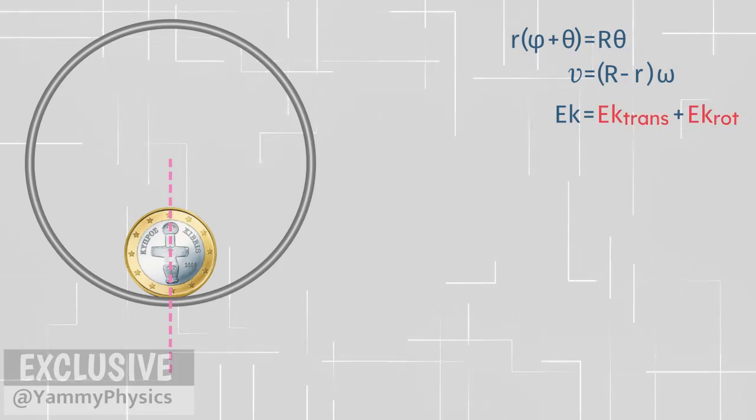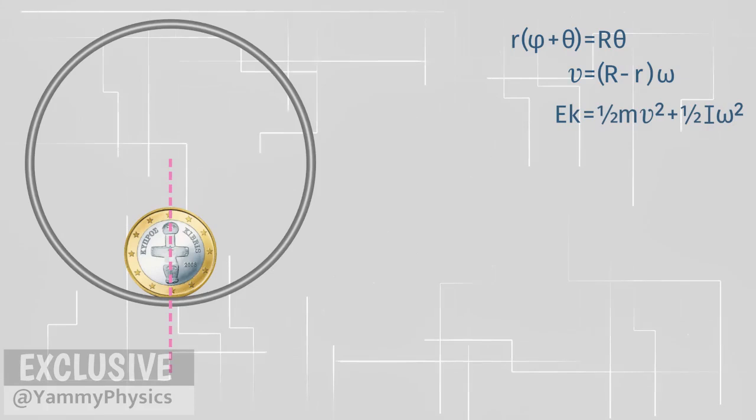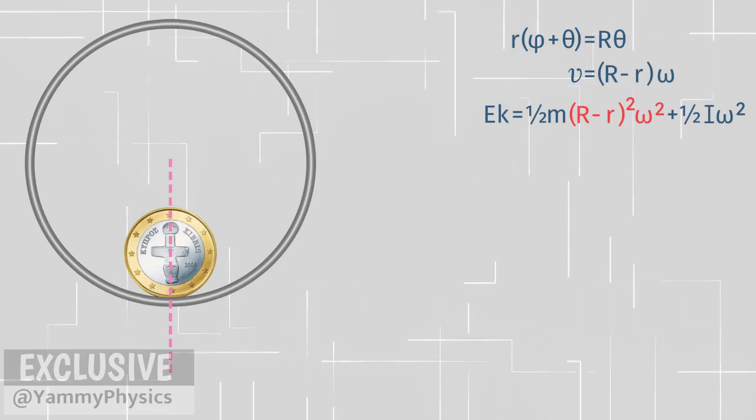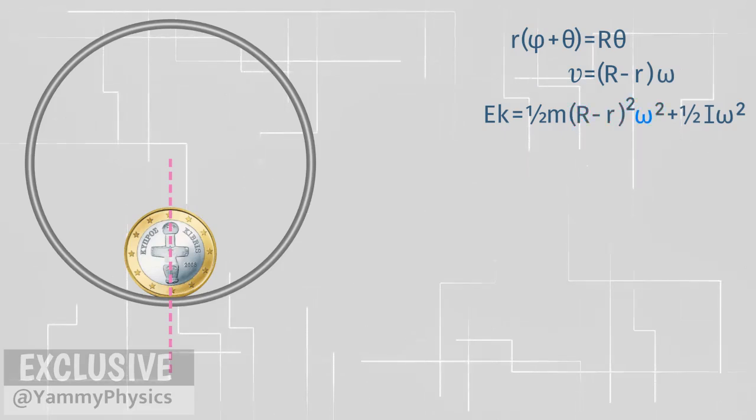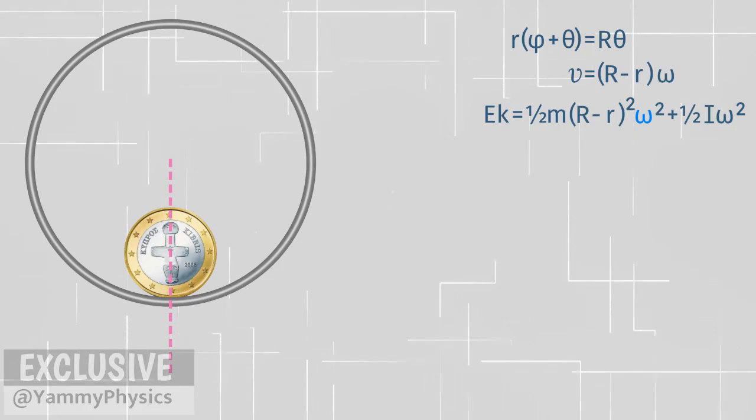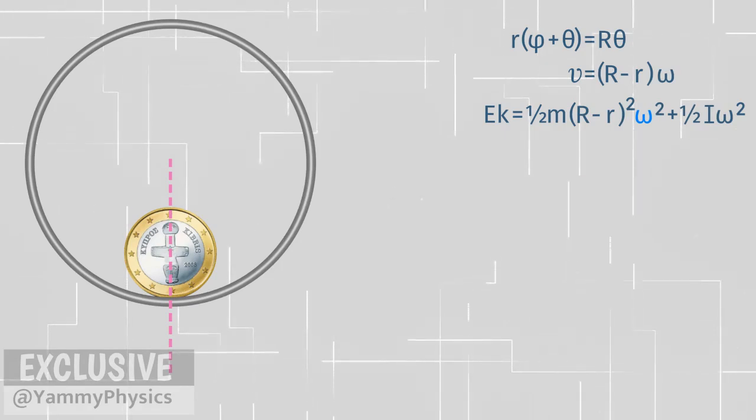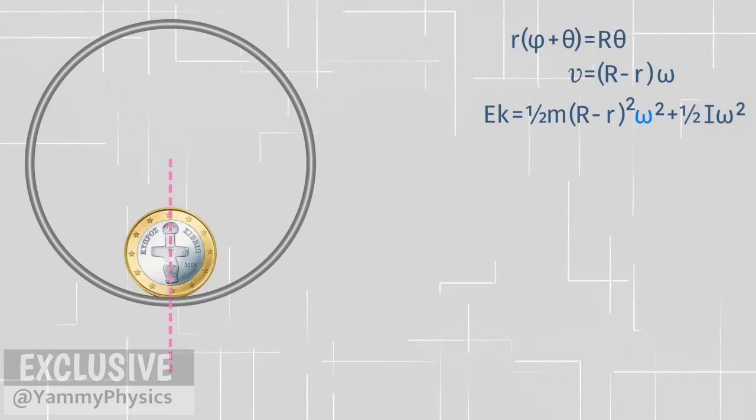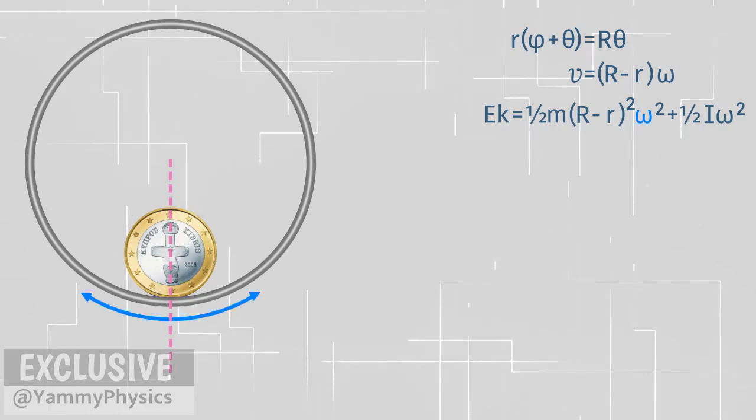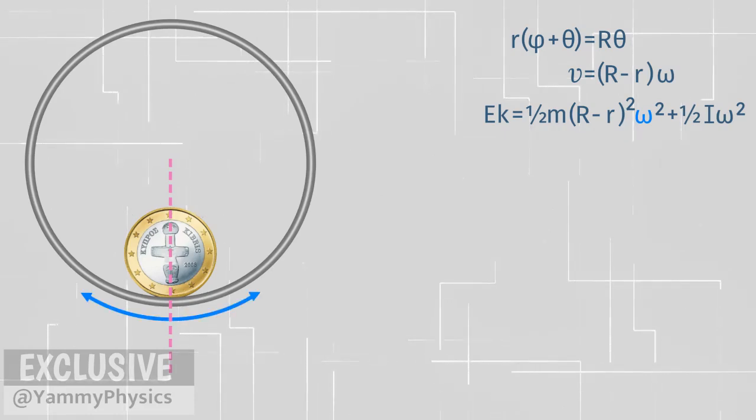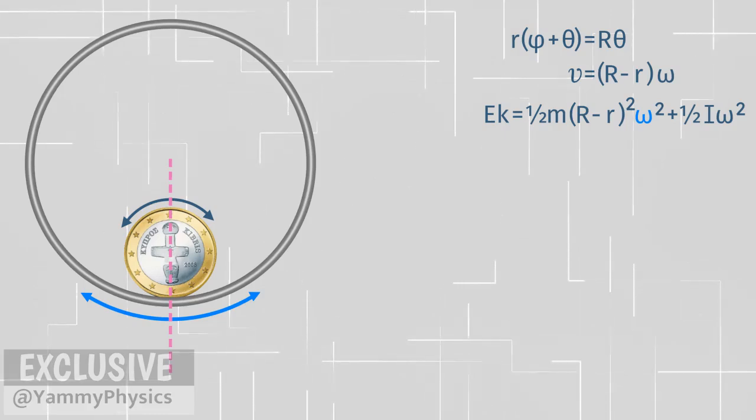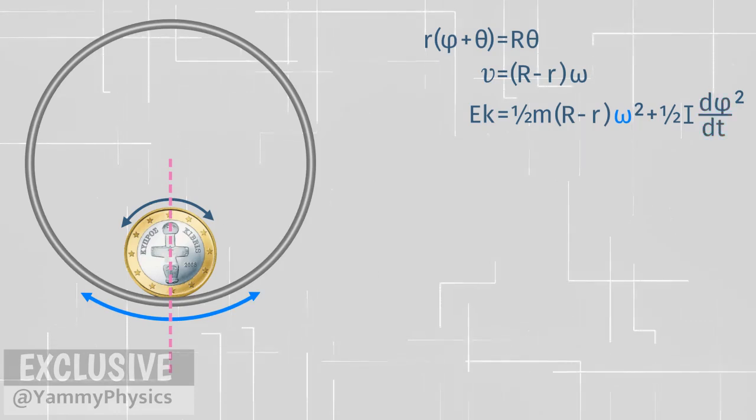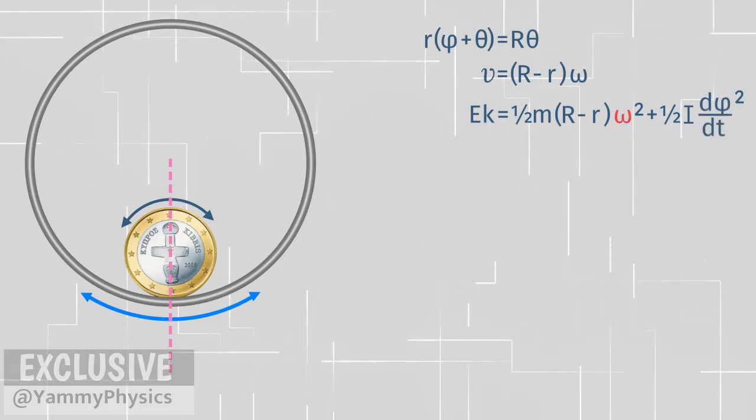Let's just write the kinetic energy as follows. We already know the linear velocity of the coin. We give a different color to omega, because these two omegas are different, although both are angular velocities: the angular velocity about the axis itself, and the angular velocity about the large cylinder. The angular velocity about its own axis is dφ/dt. The angular velocity about the large cylinder is dθ/dt.